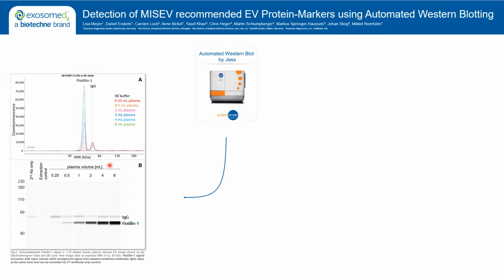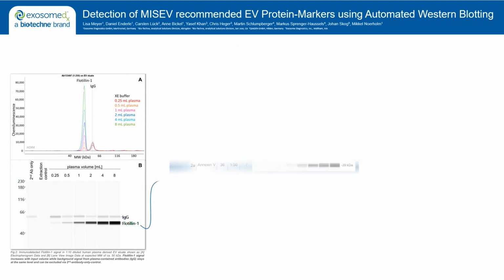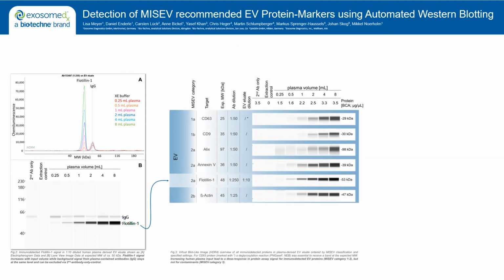We did input titrations to ensure that our assays have the efficiency and detection range we need. And scaling of protein signal with increasing plasma input can not only be found for flotillin-1, but for all 6 tested EV protein markers, as you can see in figure 3 in blue.